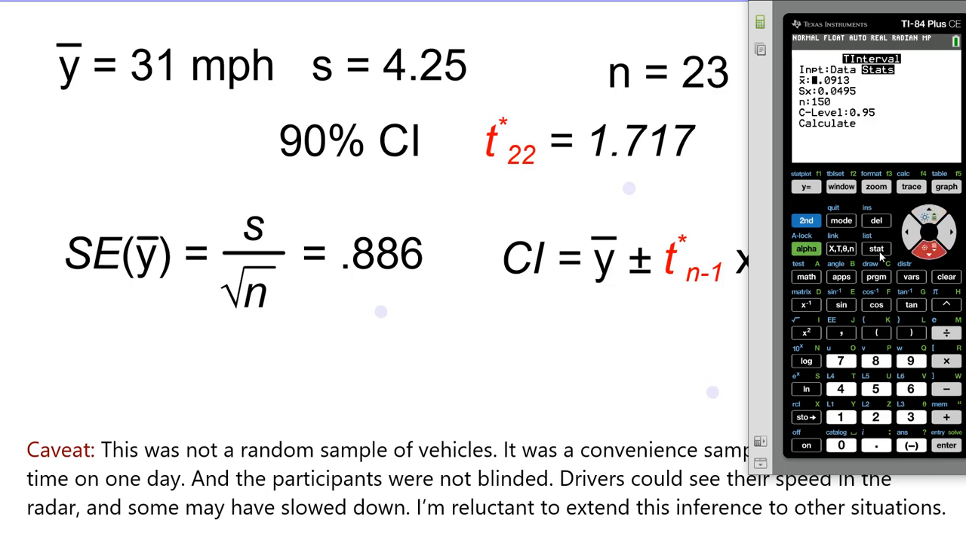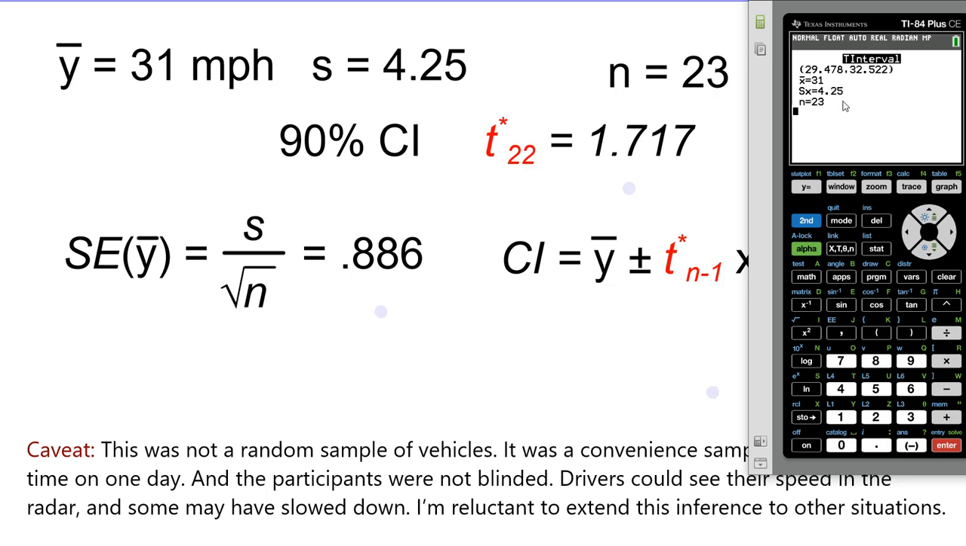statistics. So that was a mean, I think, of 31. Yeah, so a sample average of 31 with standard deviation of 4.25, which is a fairly large standard deviation for the sample. Sample size of 23, confidence level, we're going to do 90%. I'm just going to delete that and hit calculate. So that gives us a confidence interval anywhere from 29 to 32.